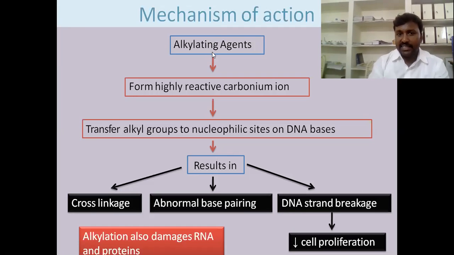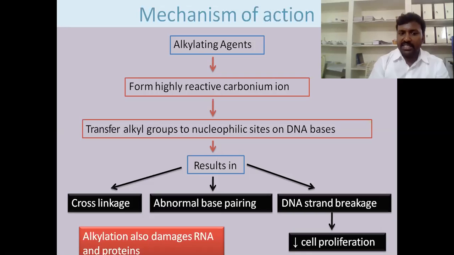So these alkylating agents form a highly reactive carbonium ion. When you take the alkylating agents, it forms the carbonium ion after reaching your system. That carbonium ion transfers the alkyl group to nucleophilic sites on DNA bases. As a result, it binds directly to the DNA bases. So as a result, these cause cross linkage, abnormal base pair formation, and DNA strand breakage. So these three are formed. This decreases the cell proliferation.